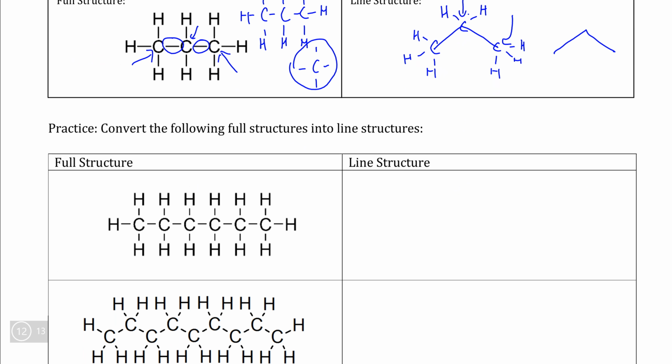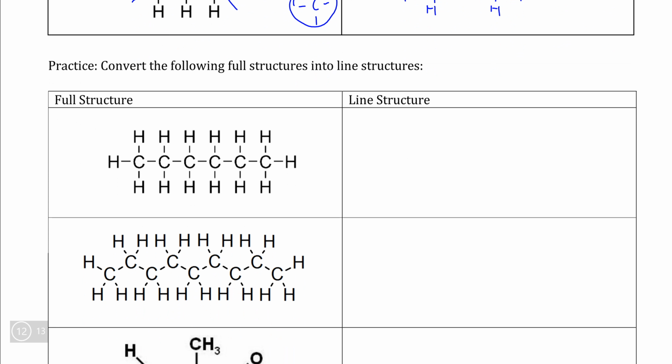Now, if we want to show how effective line structures can be, we can try to replicate the more complicated structures that we find below. So this particular hydrocarbon contains 1, 2, 3, 4, 5, 6 carbons. So let's see what a line structure would look like there. So I start with my first carbon. There's 1, 2, 3, 4, 5, 6.